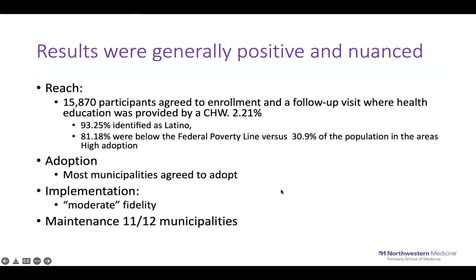So what did they get from actually focusing on these measures? The results were generally positive, although there were some nuances. They had close to 16,000 people who agreed to enrollment, and a follow-up visit was provided by the community health worker. Of that, it was very, very high in terms of their target population, 93.3% identified as Latino or Latina. 81% were below the federal poverty line, and that was very explicitly done as a targeting, and that was much higher than the 31% in the areas. So very, very high reach.